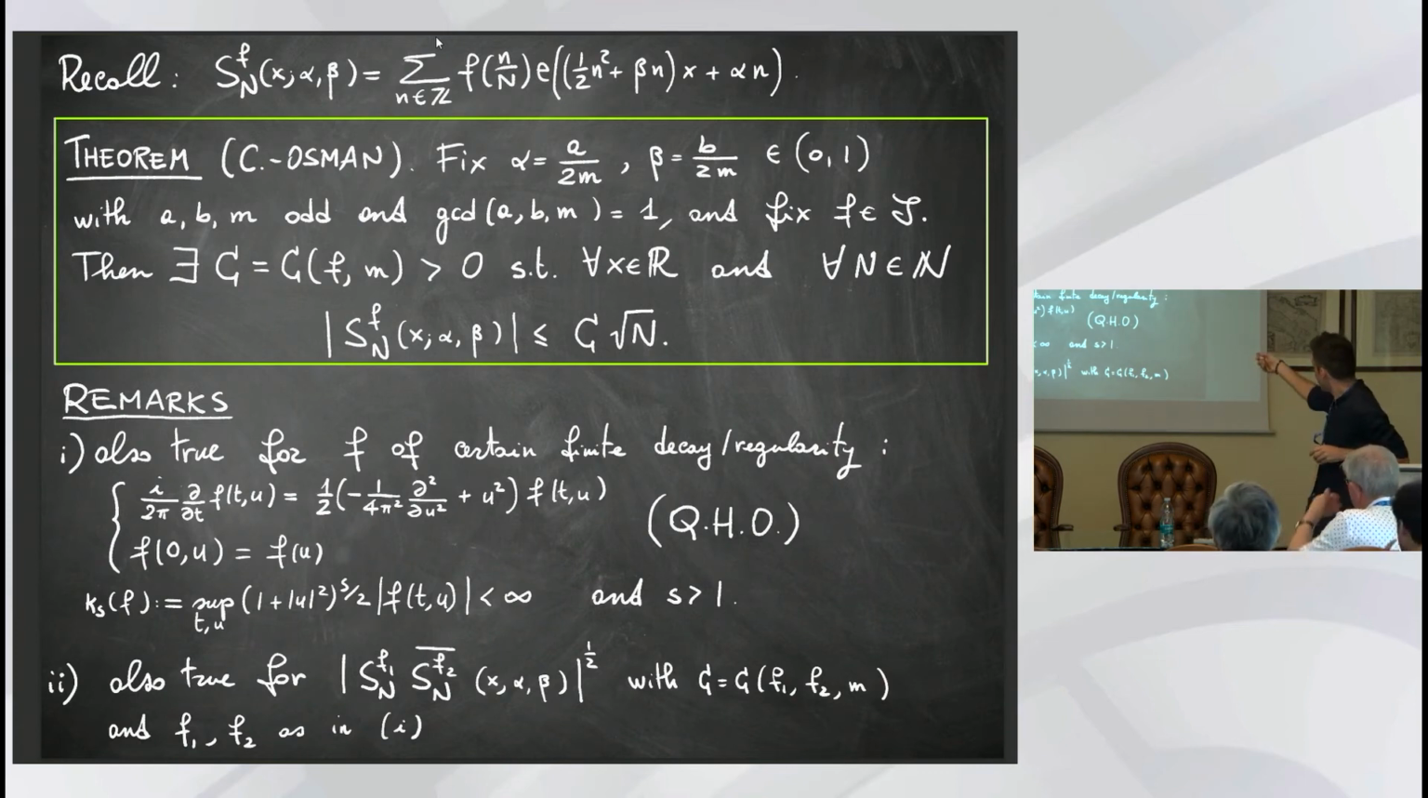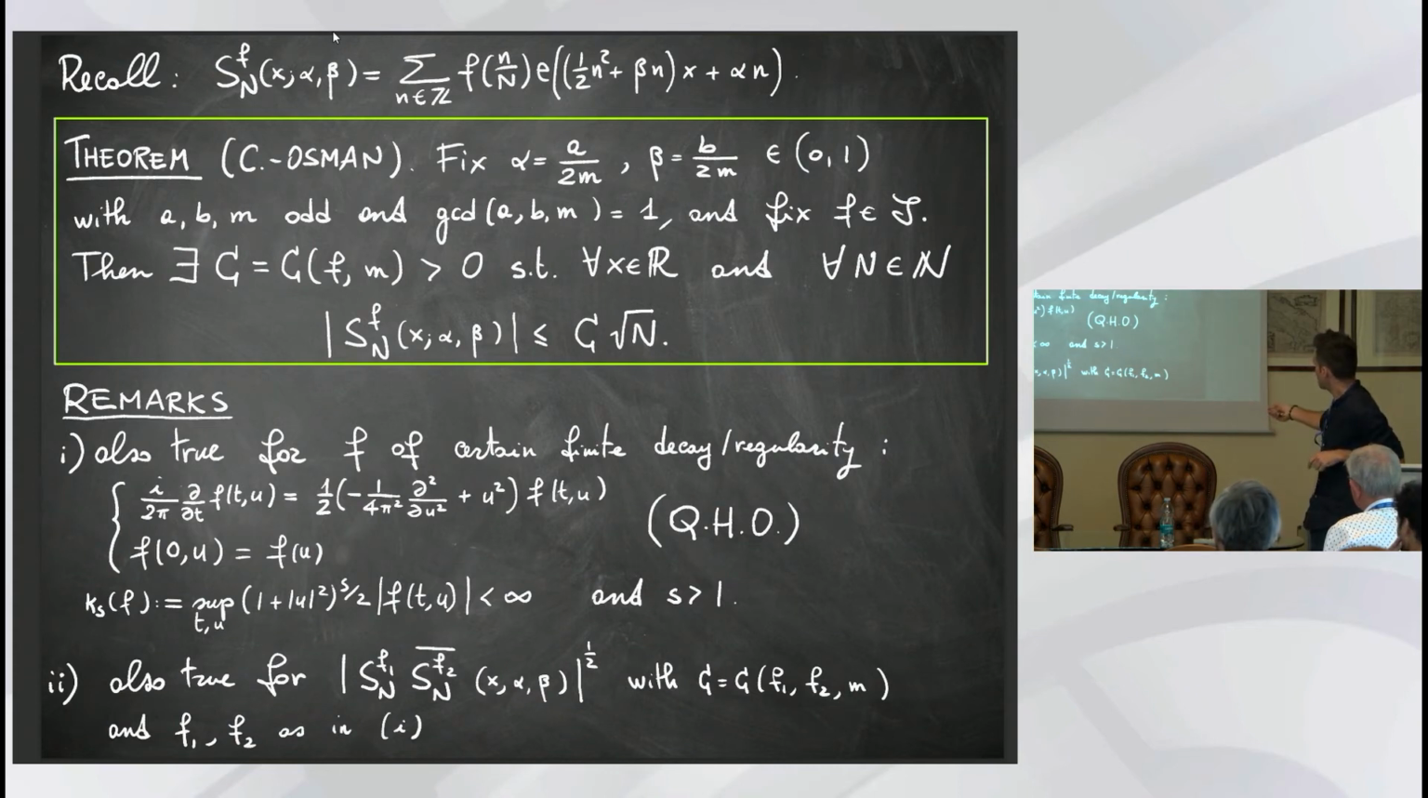So for example, 1 over 2m, 1 over 2m works. That's the kind of prototypical example that you should think of. You fix a function of Schwartz class, and again, as I mentioned later, this can be relaxed. Then there will exist a constant that only depends on the function and on this denominator m, so that no matter what x is and no matter what n is, these sums are bounded by a constant times root n. So it's a big O of root n kind of bound.